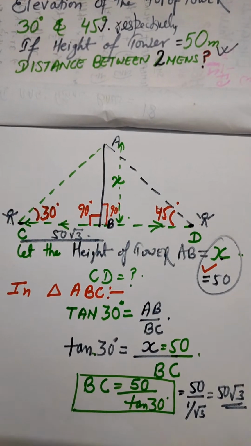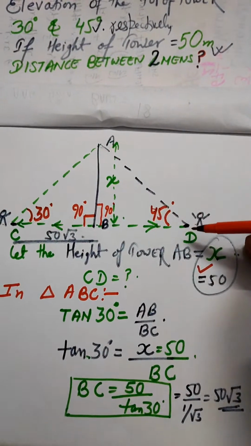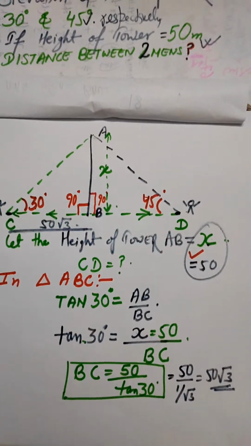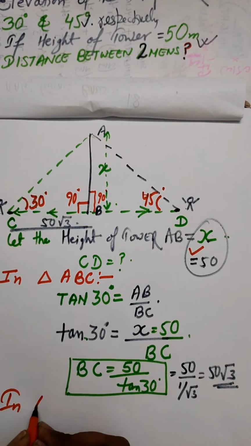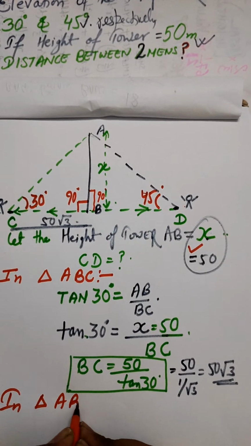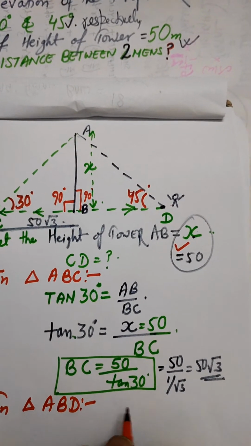Now take another triangle, ABD. This is another right angle triangle. So in triangle ABD, what we see?